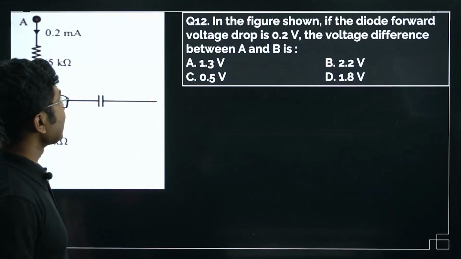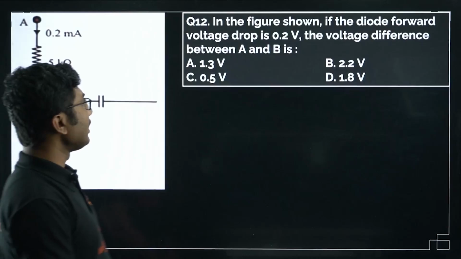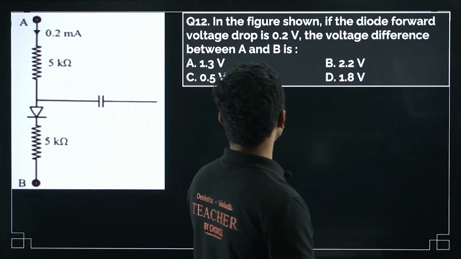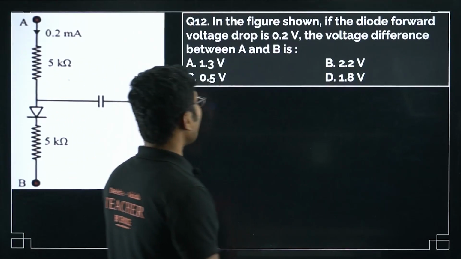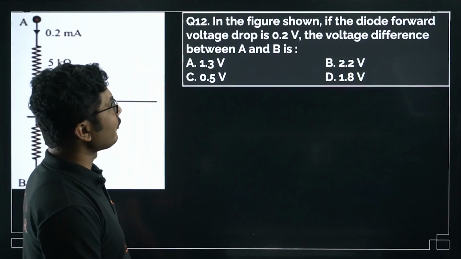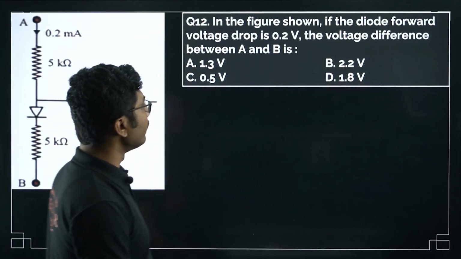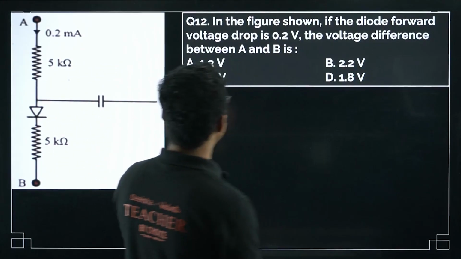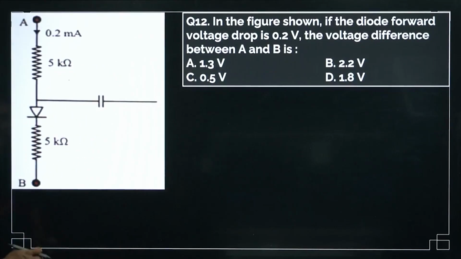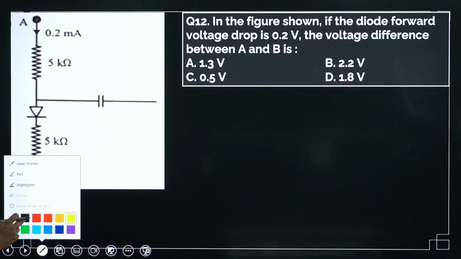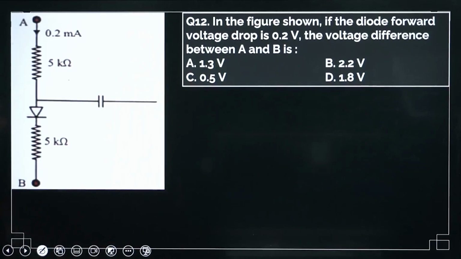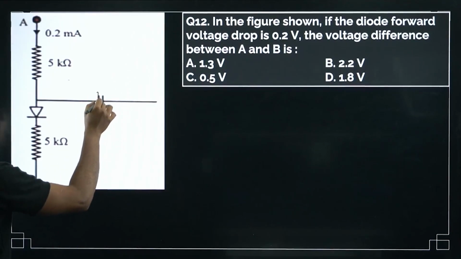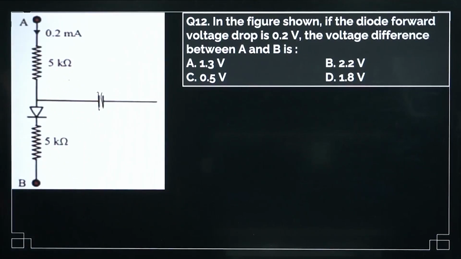Right? Now next question. In the figure shown, if the diode forward voltage drop is 0.2 volt, find the voltage difference between A and B. You can see that this is also a different kind of question which might come in your exam because, as I said, Zener diode is out of syllabus, so this kind of question is very favorite.